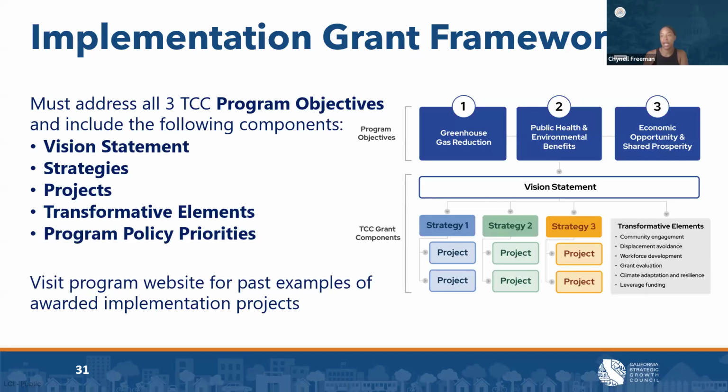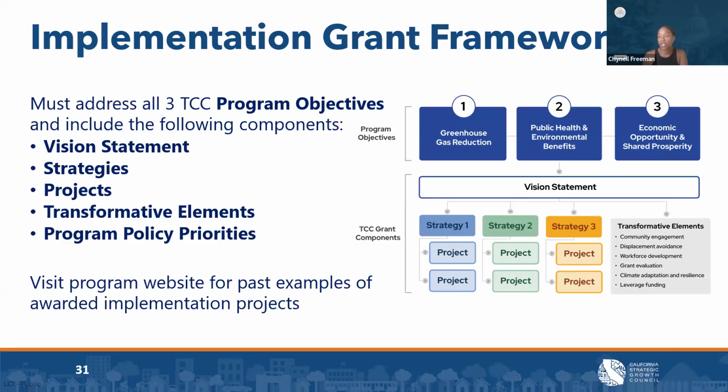The vision statement and larger grant must propose at least 3 TCC strategies, and applicants must then propose at least 3 projects that fall under those strategies. Additionally, implementation grants must incorporate all 6 transformative elements. Finally, TCC has determined policy requirements of which applicants must define how the proposed grant activities will be addressed.